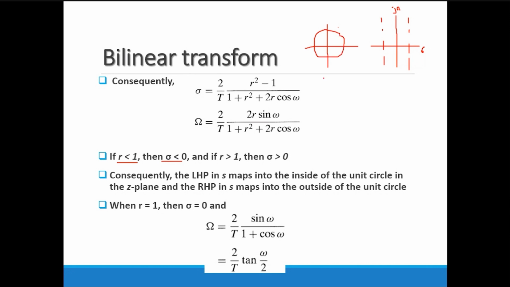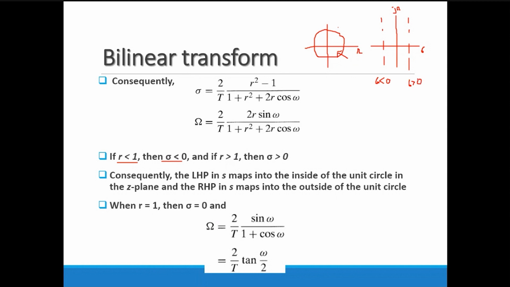Okay, so here when the value of R is less than 1, meaning your values are inside the unit circle, what happens? In that case, you are falling in the region where psi is less than 0, meaning the left half plane. When R is greater than 1, meaning your poles are outside the unit circle, you are falling into the region of psi greater than 0, which is nothing but the right half plane.